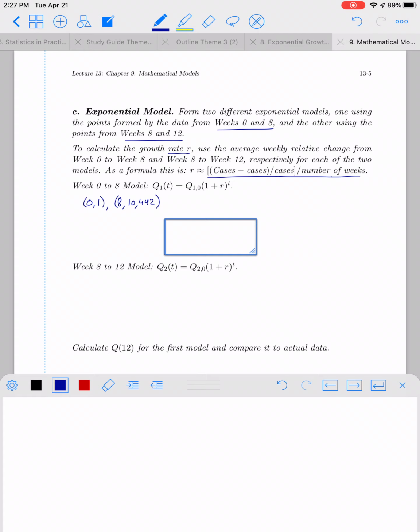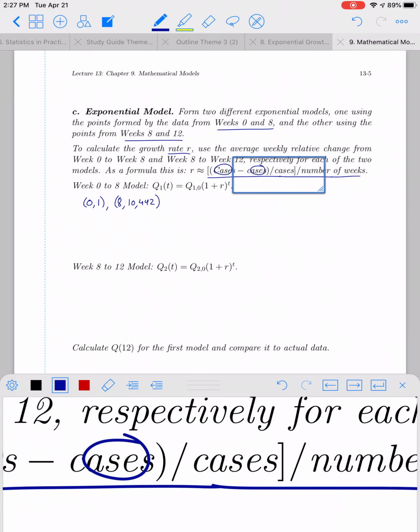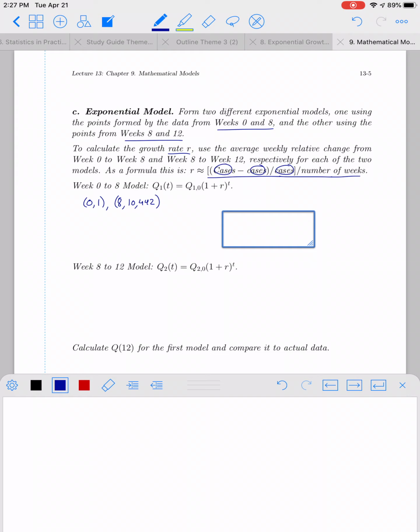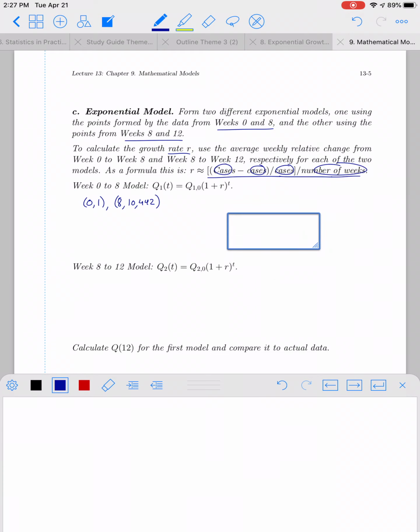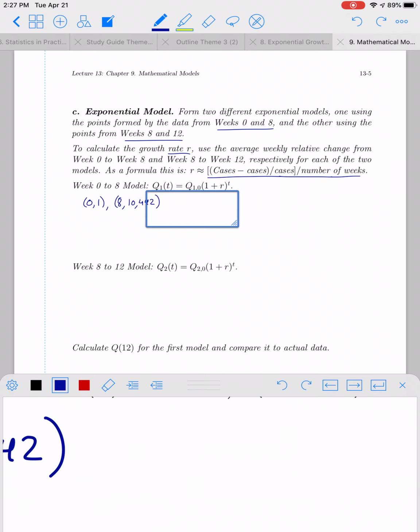Okay, the problem suggests just one possible way to come up with one of these rates. So let's say that our rate R from week 0 to week 8 is the number of cases in week 8 minus number of cases in week 0 divided by the number of cases in week 0, so new minus old over old, and then we'll divide by the number of weeks to get the average rate of change per week. This is just one way to do this. It's not an official way to do it, it's just what's suggested for this problem.